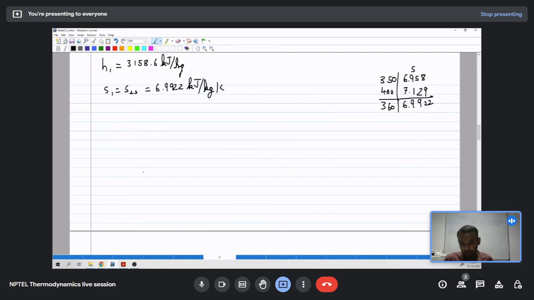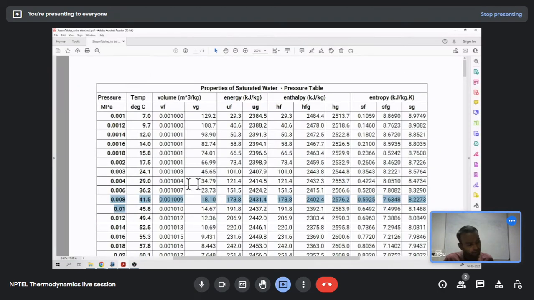Our entropy value is 6.9922, and we see for the saturated vapor the entropy value is 8.227, and for the saturated liquid it is 0.5925. So our entropy value lies within these two values, so that means it falls within the vapor dome. So we can calculate the steam quality or dryness ratio.